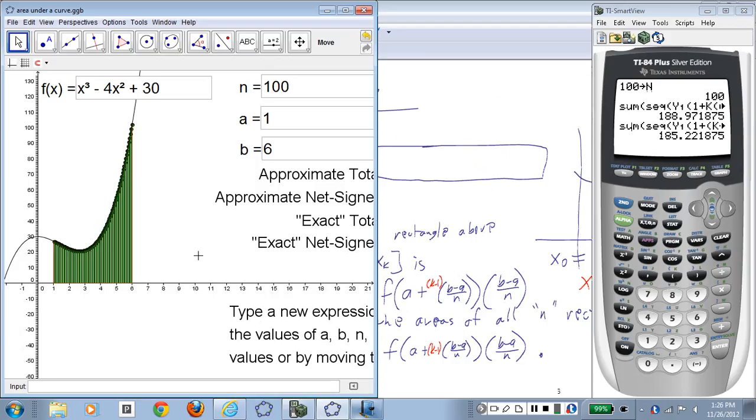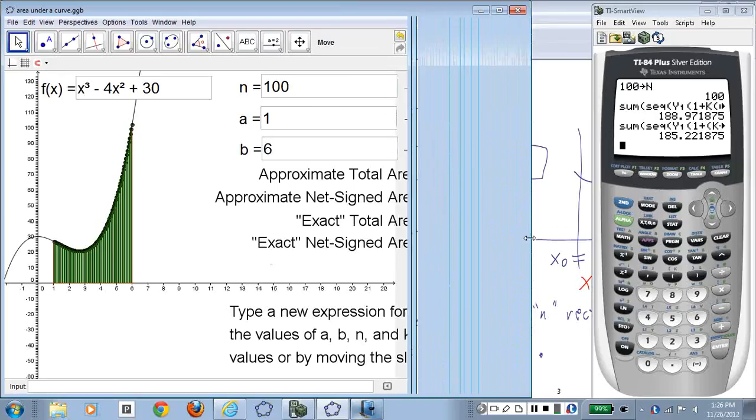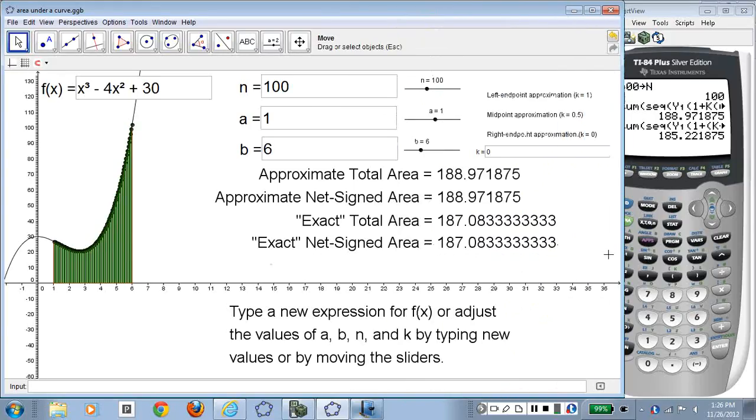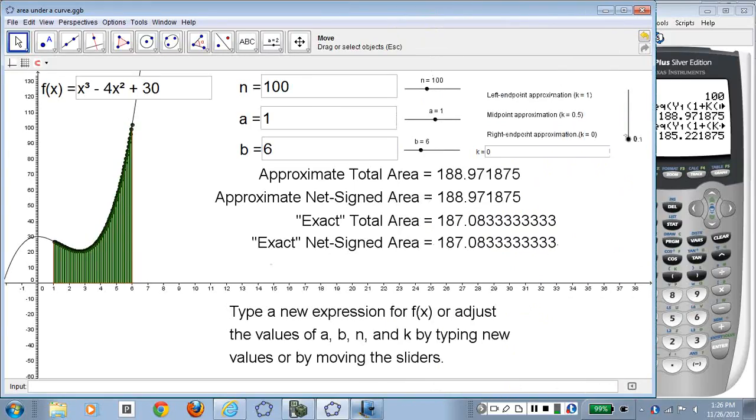What do I want? I want the left endpoint approximation. Yes, 185.221875 if we use left endpoints rather than right endpoints. You might get your calculator to produce this number for you if you were trying to do that. 185.221875. The midpoint approximation seems in most cases to be the one that's closest to the exact value.